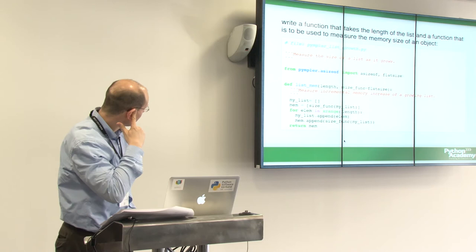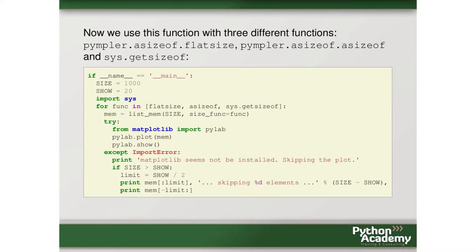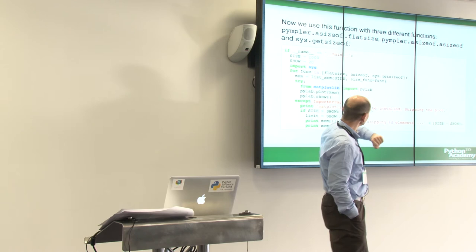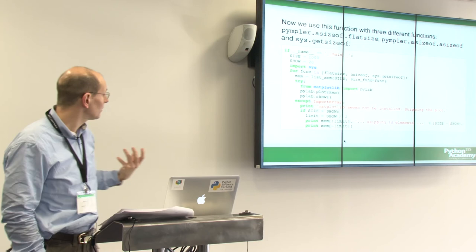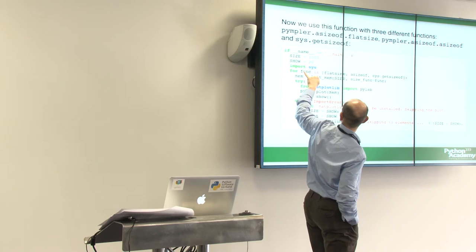And now I just have a small test function where you have the size in here. Now I can write a loop over these different functions: flat size, asizeof, and sys.getsizeof. This is sys from the standard library. So in Python, functions are objects, so you can put them in a list, write a loop over functions, and you don't have to write it three times, you just do it once. And then I just call this function I just wrote, I put in the 1000, and then here I supply this function in there, which is important.